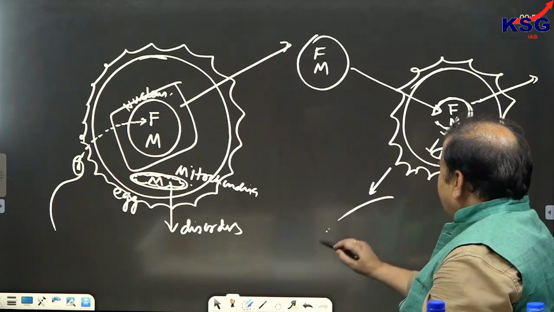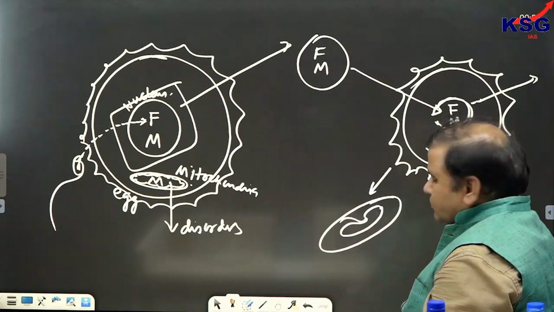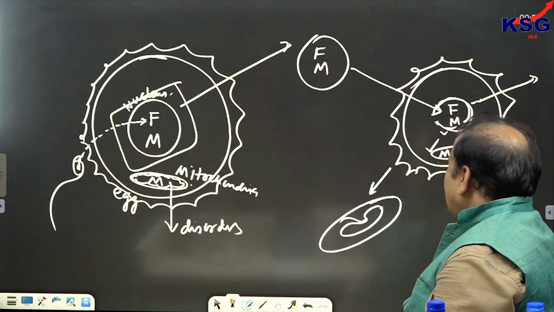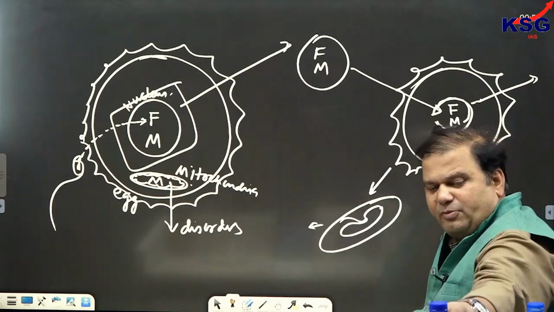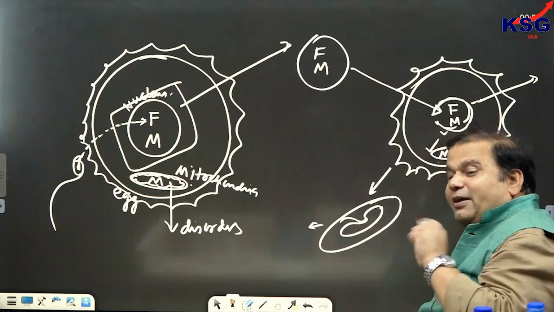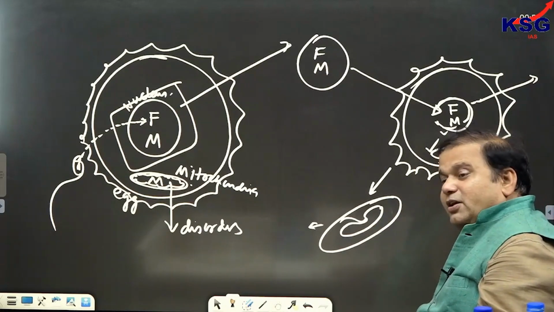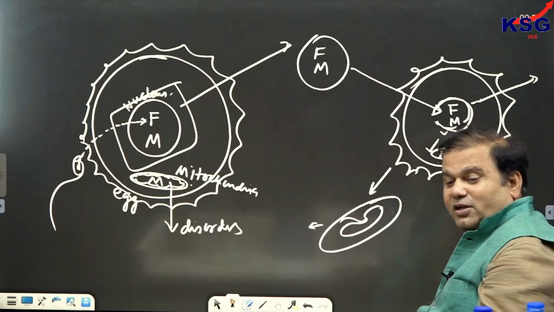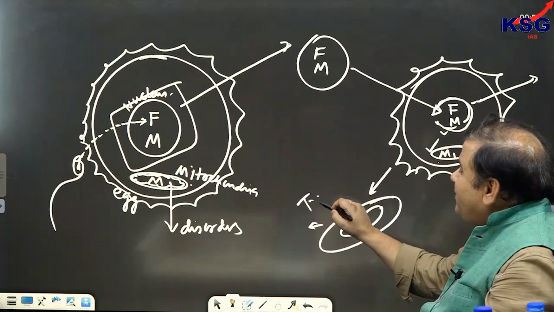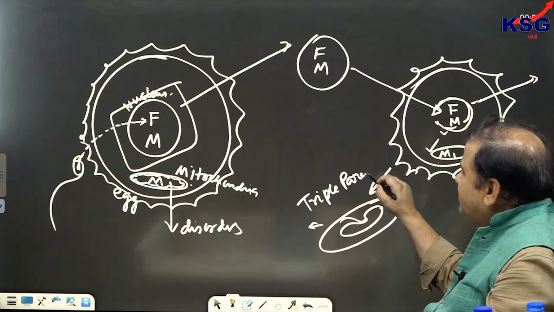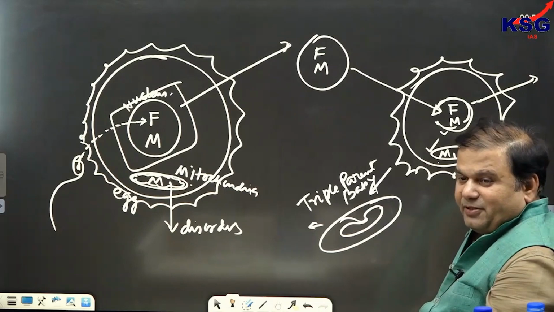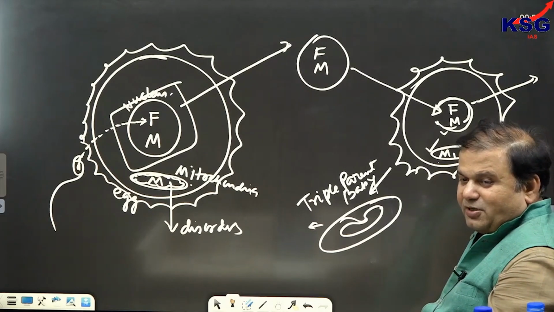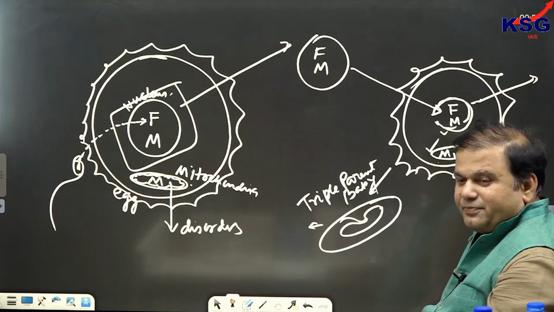Now this would be planted inside the womb of a surrogate mother. The baby which develops would be free from mitochondrial DNA disorders, but would have one father and two mothers. इसको हम लोग कहते हैं ट्रिपल पेरेंट बेबी. Now this is called a triple parent baby. So this is how a triple parent baby is formed. Is that clear?